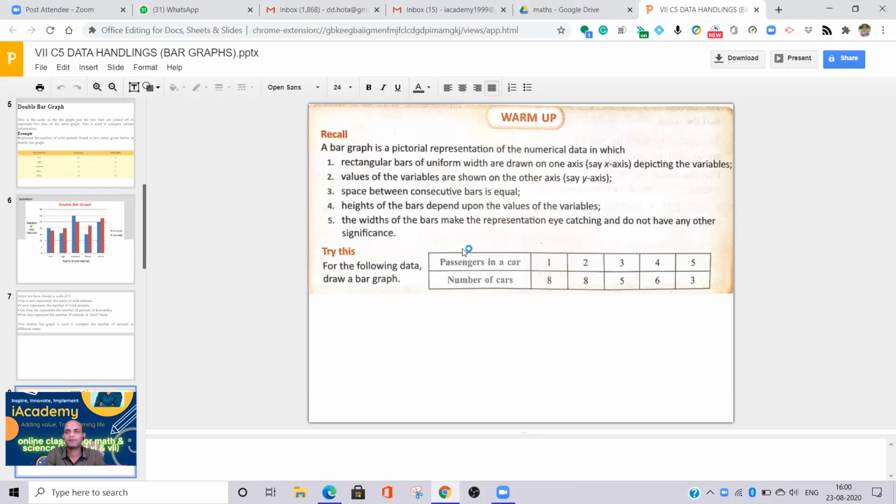Now we'd like to go into more detail. What is bar graph? Bar graph means picture representation. It is picture representation of numerical data. Numerical means the numbers. Data which comes in numbers, we can represent in pictures. That is called pictorial data. And this is what data handling means, right?